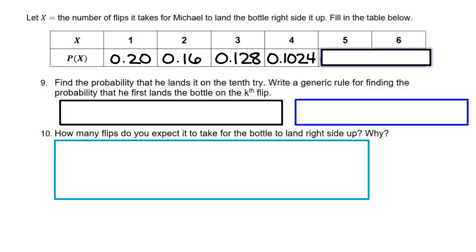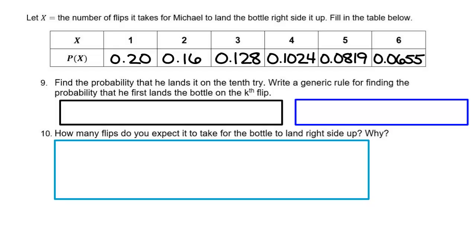What's the probability it takes him until the 5th flip to land it? Sorry. Probability that it takes him until the 5th flip. He misses the first 4, but he lands the 5th one. 0.0819. What's the probability that he doesn't actually get one to land upright until the 6th flip? 0.0655.